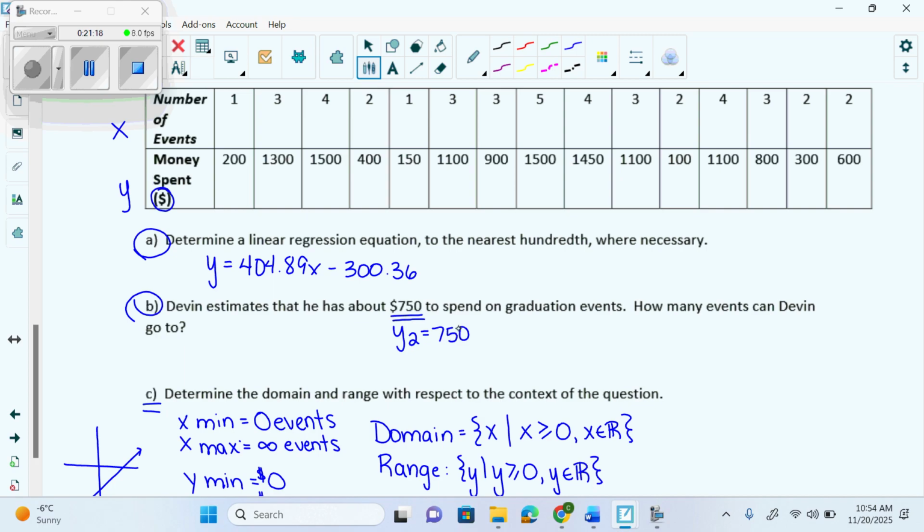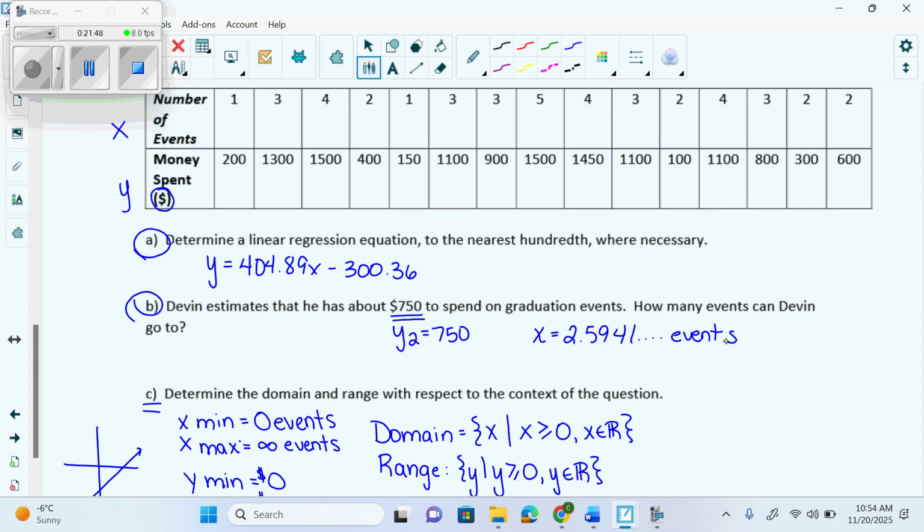Now this is the catch you have to watch. It says he can go to 2.5941 blah blah blah events with $750, correct? Now everyone uses rounding rules and they tell me he can go to 3. Can he actually go to 3 with 750? No, he can go to 2 and then still have some money left over. That's all he can do, right?